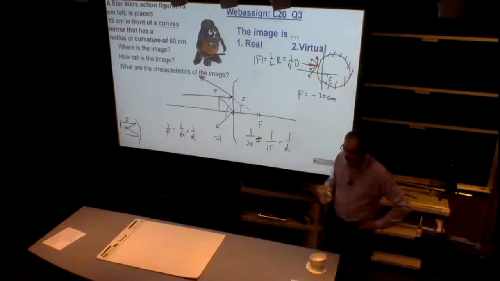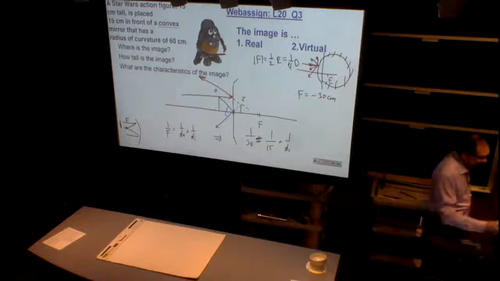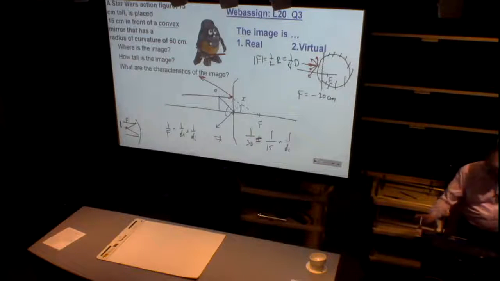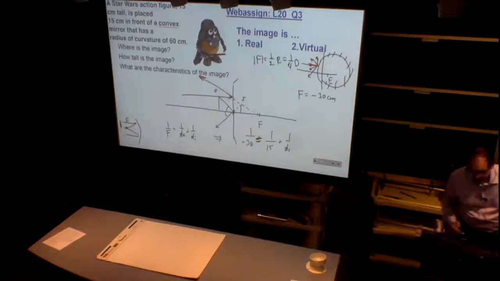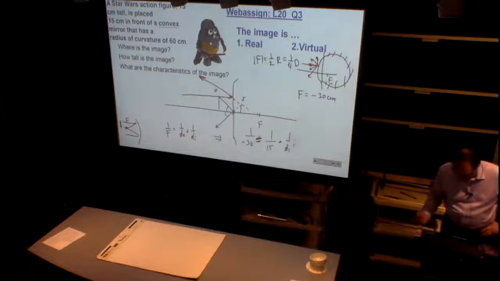Yes, that's wrong. How do we correct it? See, life is easy when you know what to do. And now we just have to solve. That's mathematics. Well, we've done this mathematics many, many times.